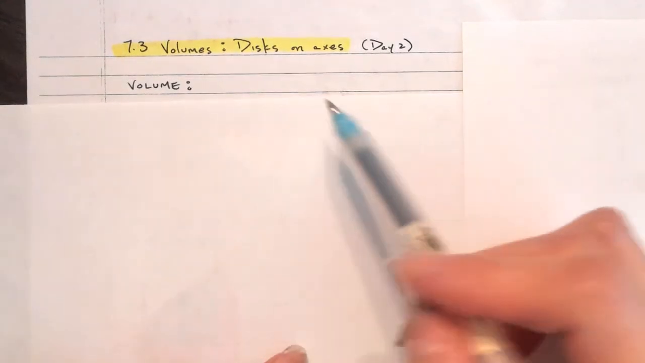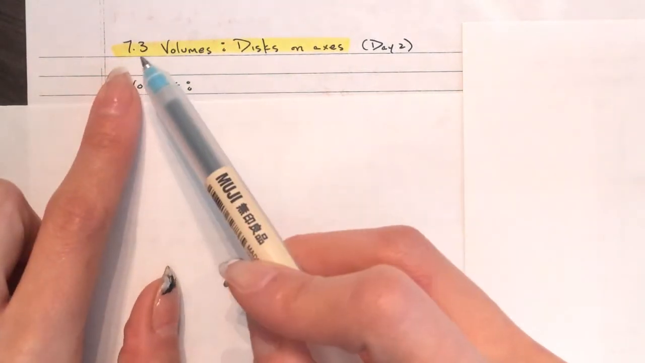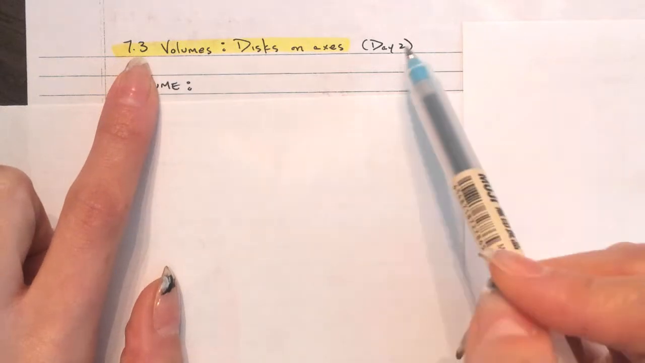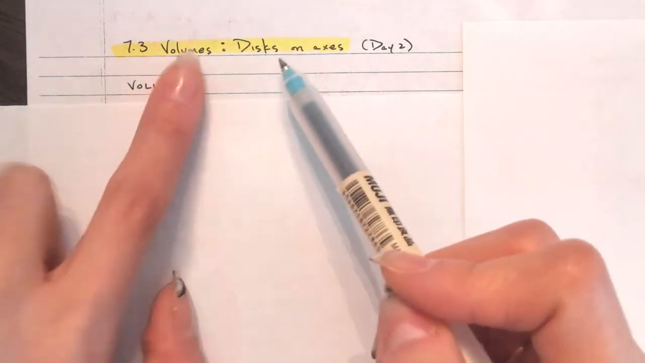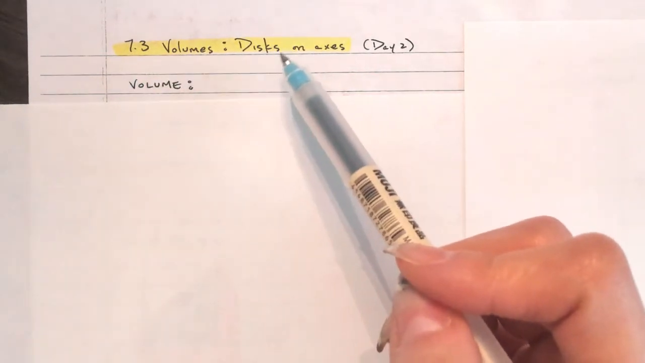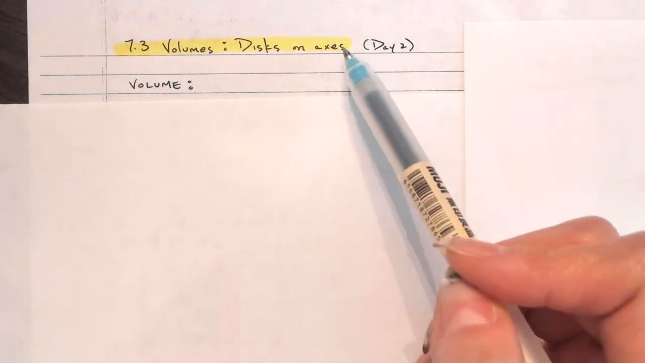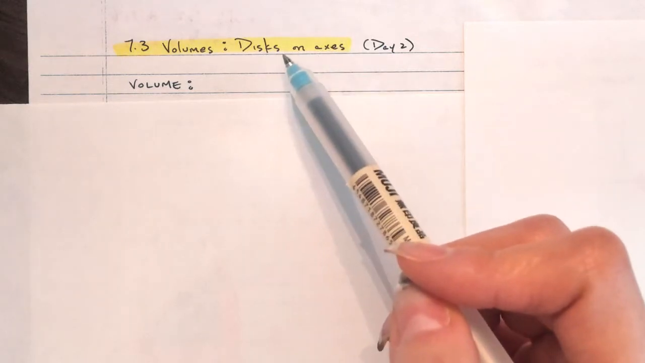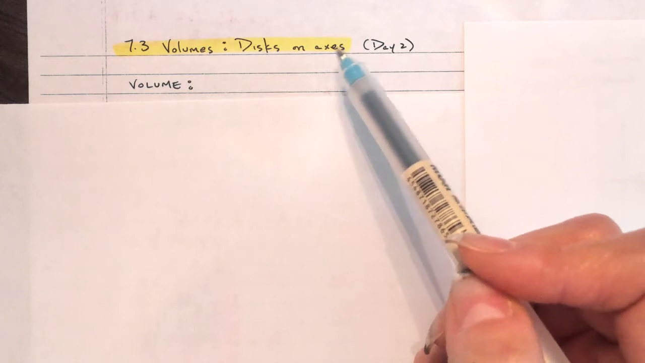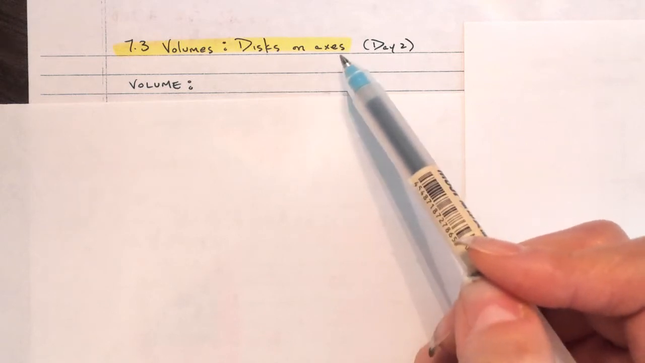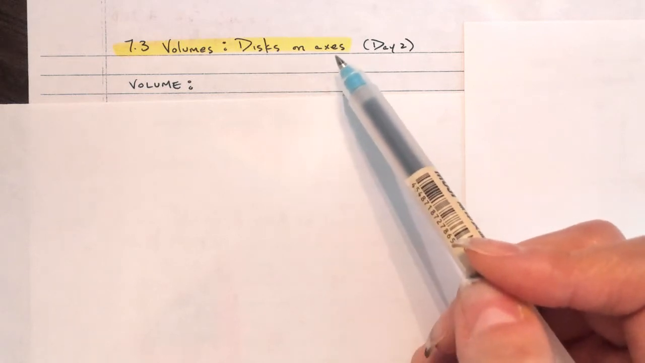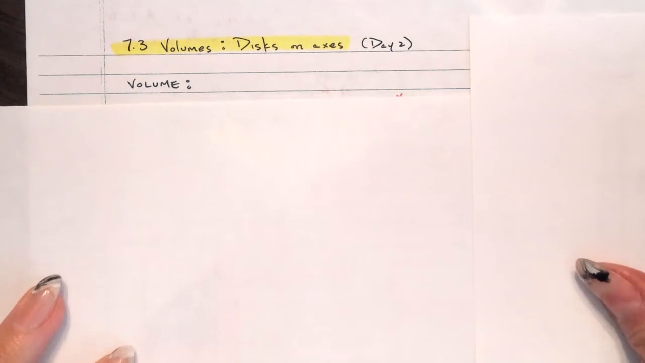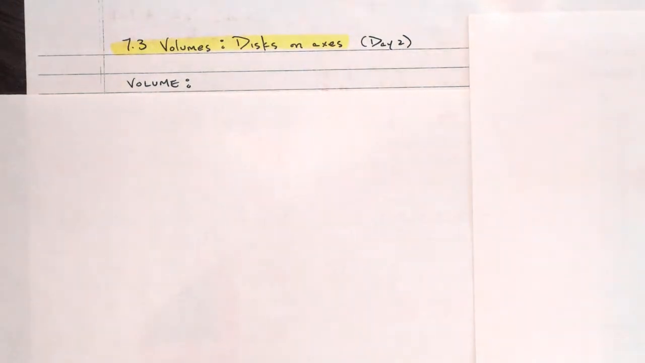Okay, 7.3 volumes. So really this is 7.3b and this is day 2, volumes. And we're talking about revolving around axes. So they're called disks. That's what we're finding. But we're going around either the x-axis or the y-axis. Okay? So for your volume formulas, I want you to really imagine this.